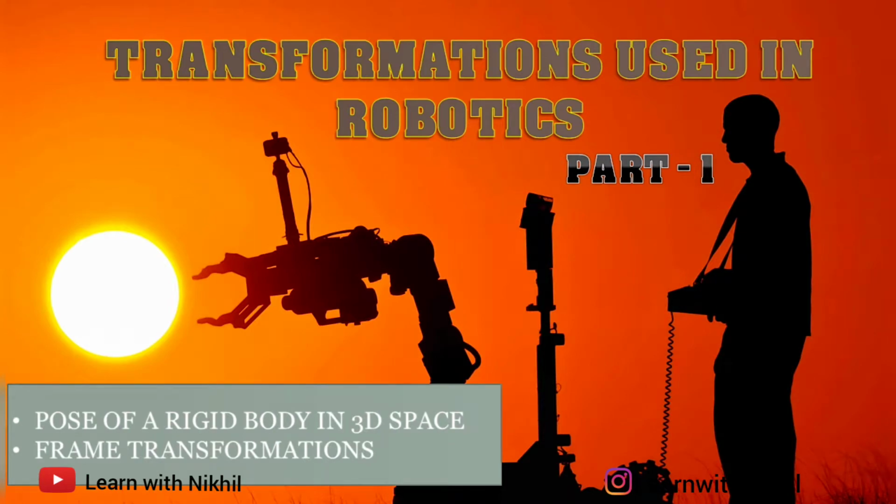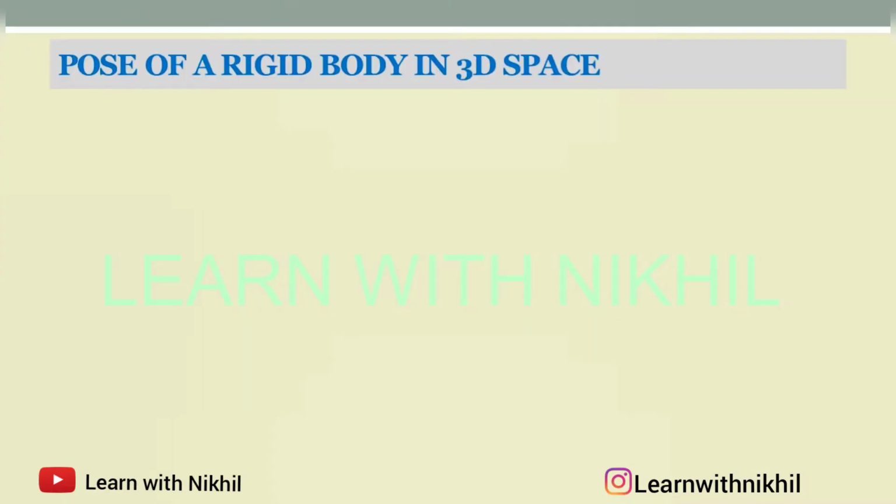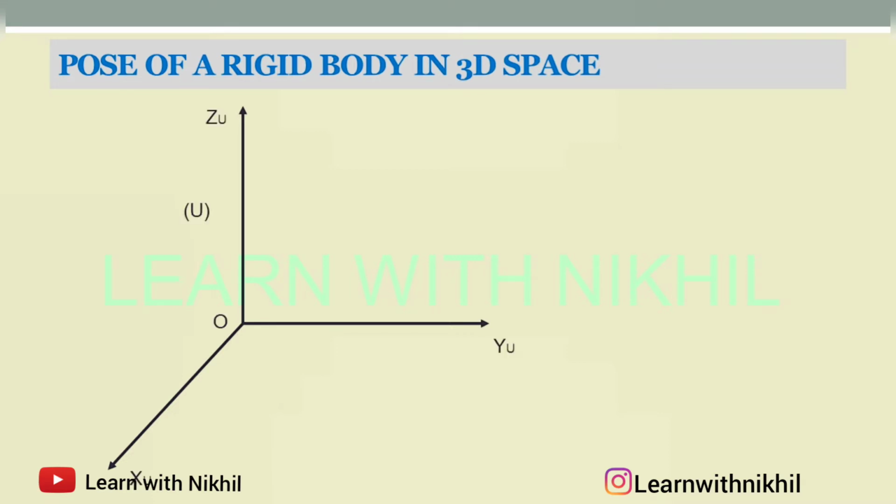So let's begin. The first topic which we are going to study is the pose of a rigid body in 3D space. So we have seen this earlier also. This is our coordinate system, which is called the universal, that is the U coordinate system. This is a universal coordinate system, and it is in 3D space. So it has XU, where X is the coordinate and U is the universal, then YU and ZU. So these are in 3 directions, which gives us a 3-dimensional space, and this is the universal coordinate.